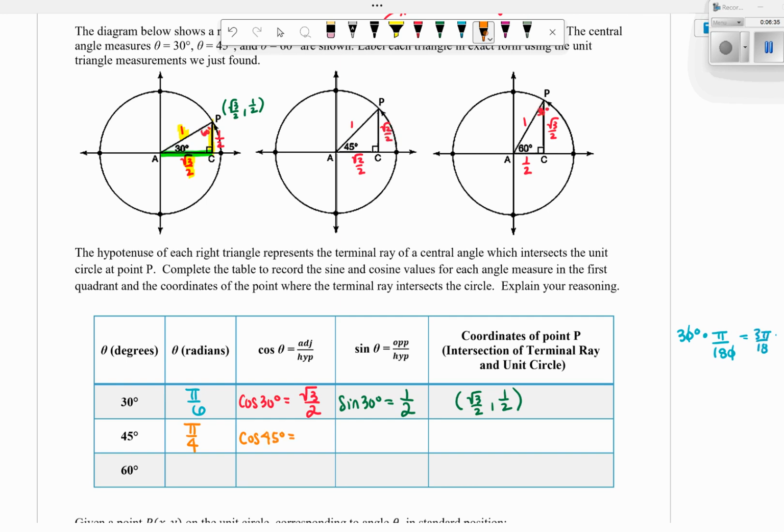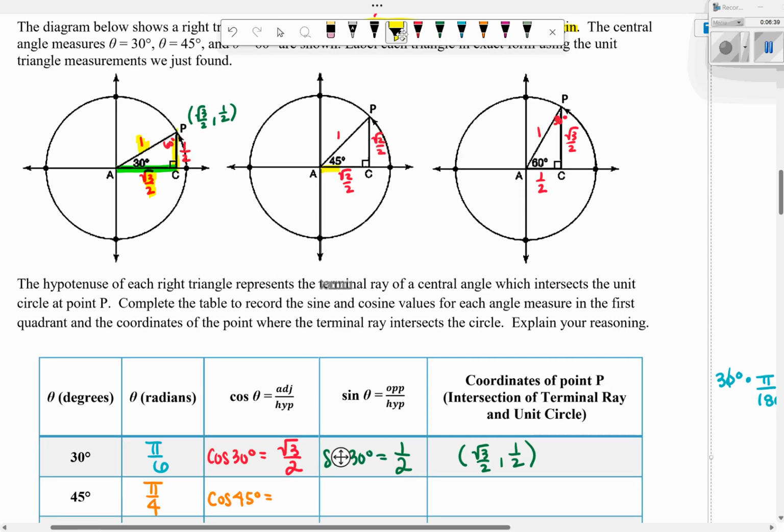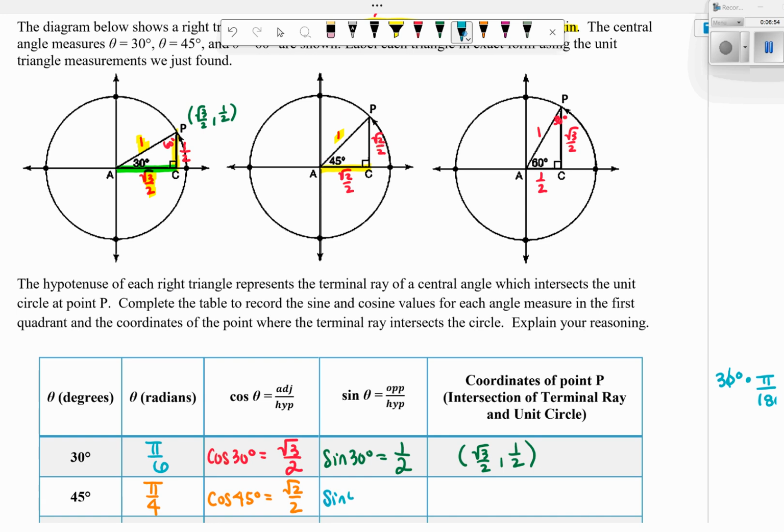So looking at our triangle here, cosine again is adjacent over hypotenuse. The adjacent is root 2 over 2, the hypotenuse is 1, so that means this is just equal to root 2 over 2. So then the sine of 45 degrees would be equal to the opposite over hypotenuse. Now the opposite is root 2 over 2, hypotenuse is 1, so root 2 over 2.